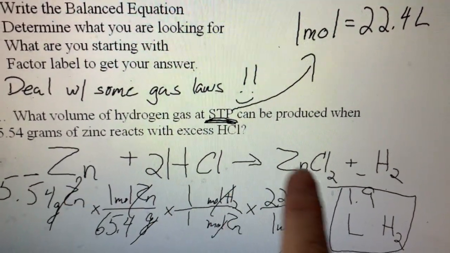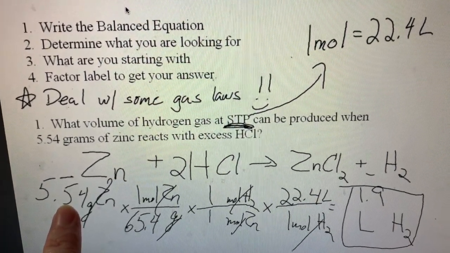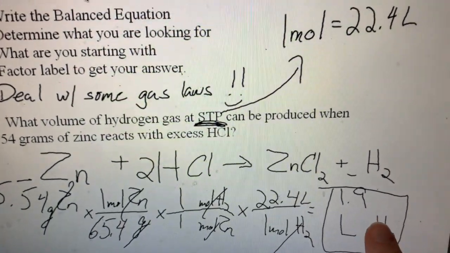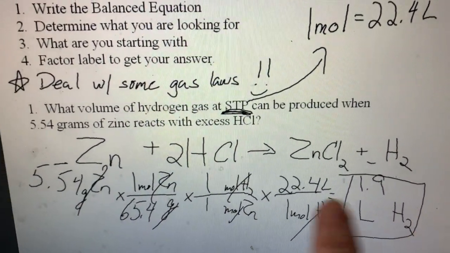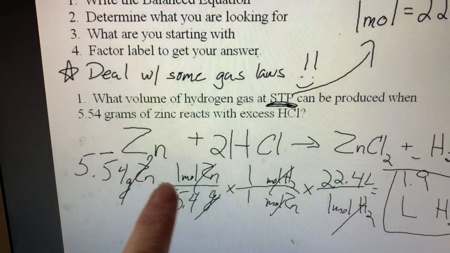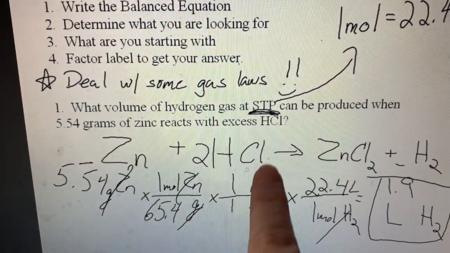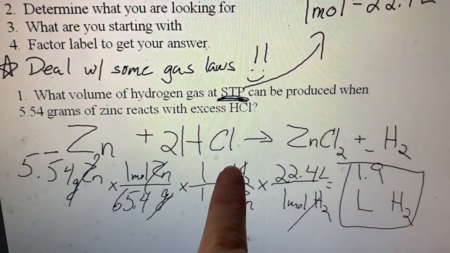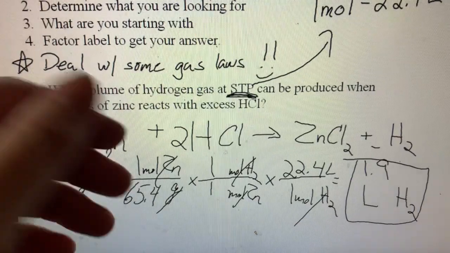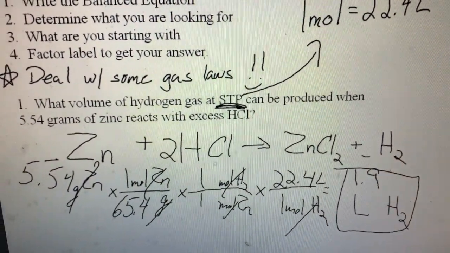All right, so I have my balanced equation. Fantastic. I'm starting with my 5.54 grams of zinc. I asked for volume, so I want to get to liters of hydrogen. I took my mass of zinc and converted it to moles using the molar mass from the periodic table. I then went from zinc to hydrogen. Anytime you go from one substance to another, you have to have a mole-to-mole relationship, and I got that from the coefficients in the balanced equation.